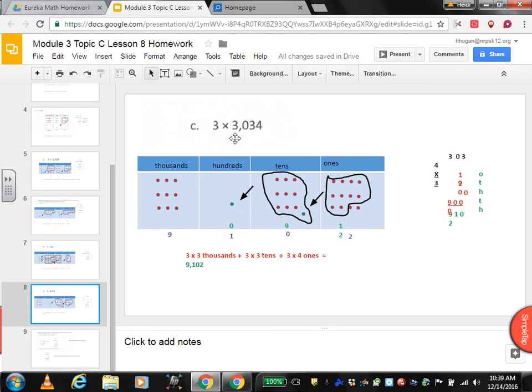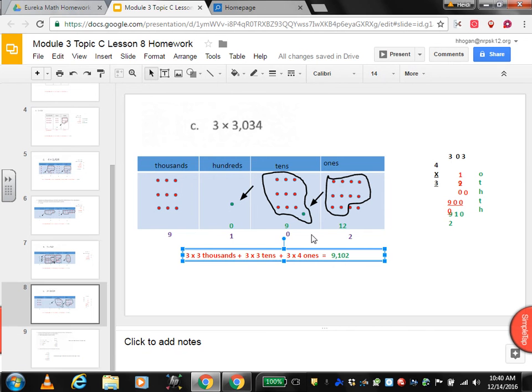Ooh, 4 digits. 3 times 3,034. So 3,034. I have to make this wider. 3 times 3,000s. 3 times 3 10s. 3 times 4 1s. So that gives us 12 1s, which we make a group of 10 to make a 10, and that leaves us with 2 1s. With that extra 10, that gives us 10 10s, which gives us a 100. So we should have 9,102.